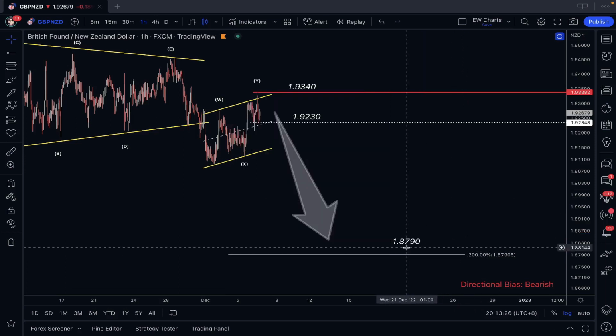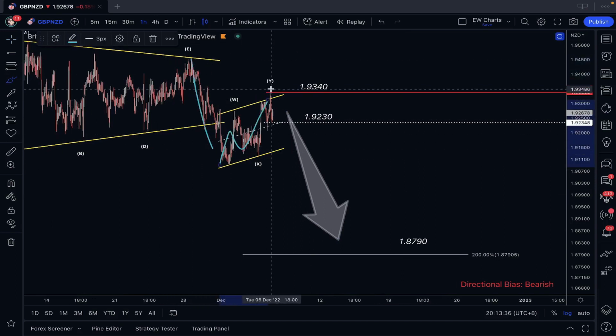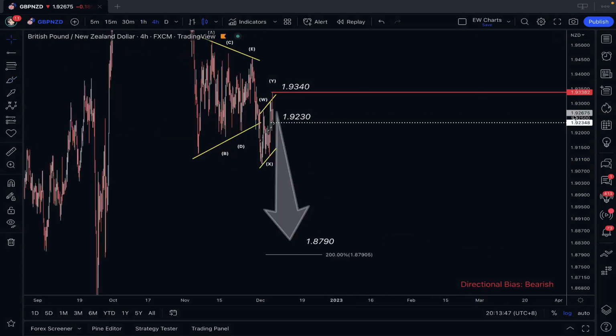Okay, so the target here is 1.8790. So this trade here again, you can see the risk reward is very, very decent. What I like about it is, of course, we have a very clear impulse three wave correction. We have this little high, we have a breakout structure that we can look out for, and the downside potential is quite huge, right? And that is a confluence to the higher time frame as well.